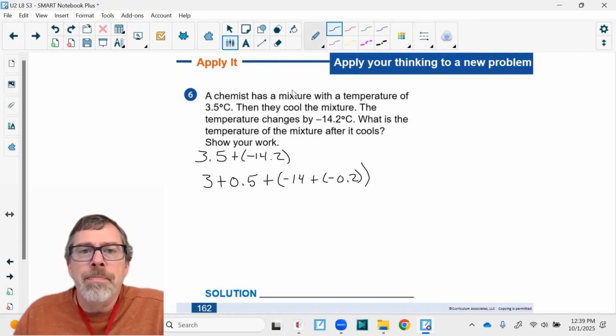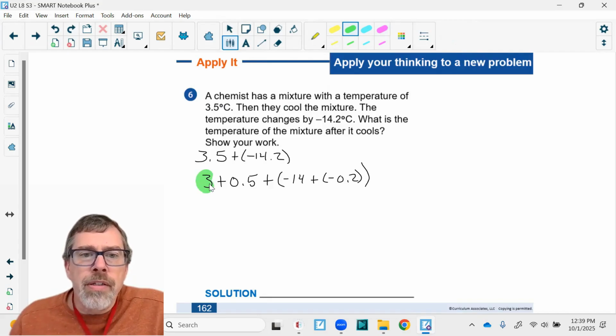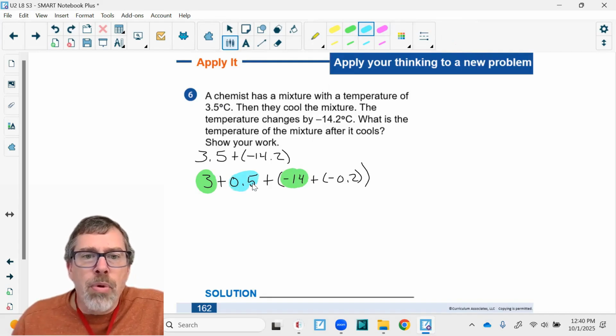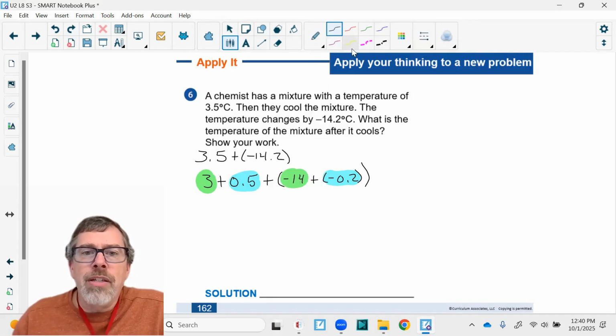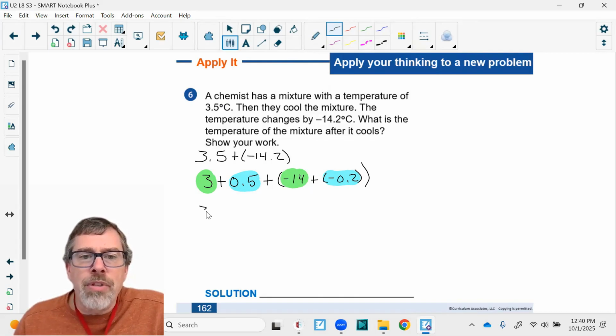Now let me get my highlighter. And what did I just do? Well, this is the integer portion of 3.5. This is the integer portion of negative 14.2. This is the decimal portion of 3.5. And this is the decimal portion of negative 14.2. Everybody see all that? Now I'm just going to rearrange these by color. 3 and negative 14 are green, they're integers. I'm going to write those together. 3 plus negative 14, and then I'm going to write plus, and now I'm going to do 0.5, and it's going to be plus a negative 0.2. Okay?